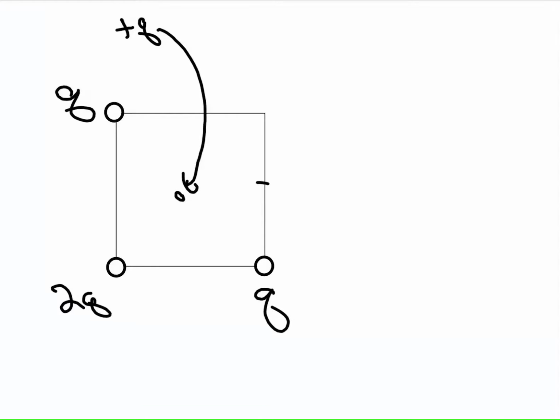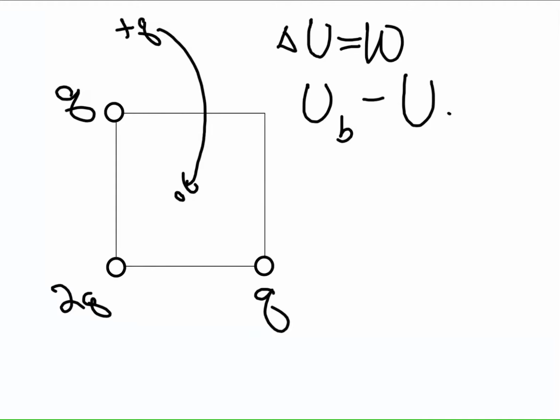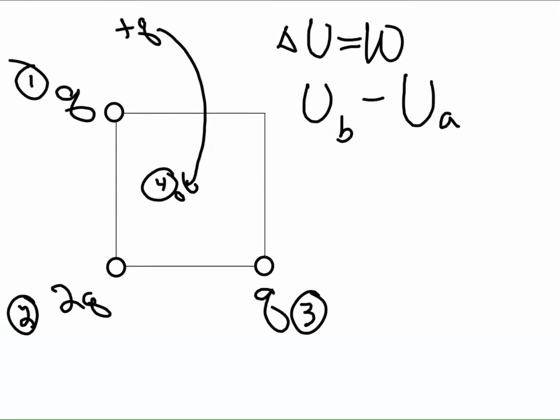Well, if I'm going to say that, I'm going to say my work is going to be equal to my change in potential energy, right? So it's going to be potential energy before the guy was there minus potential energy after he was there. So we go back and we label these 1, 2, 3. We'll call that location 4, or charge 4 once it's there.